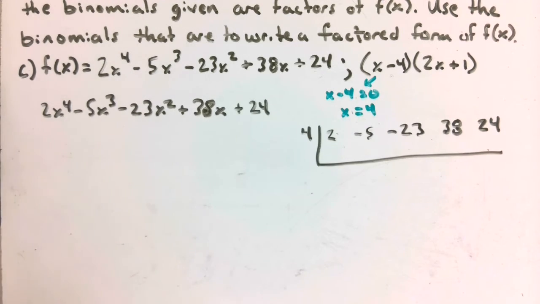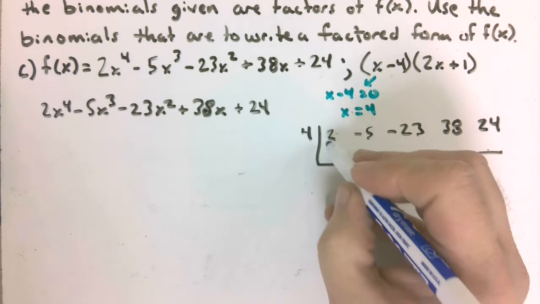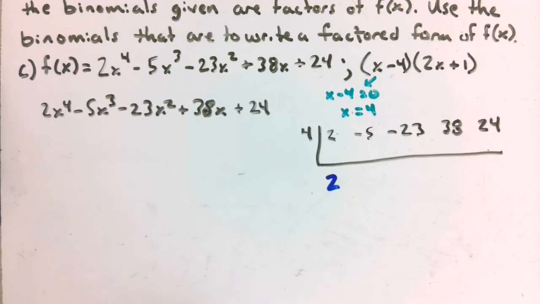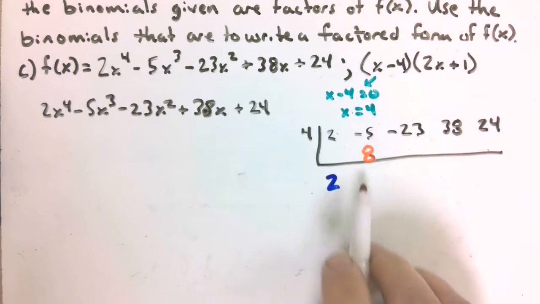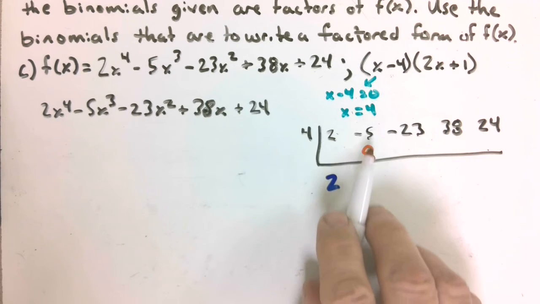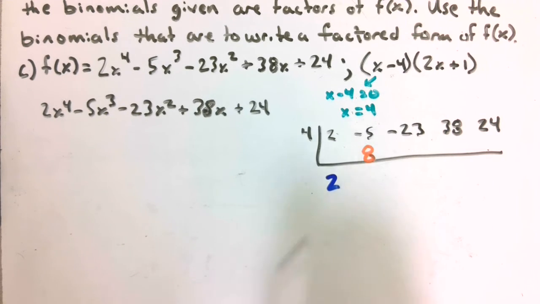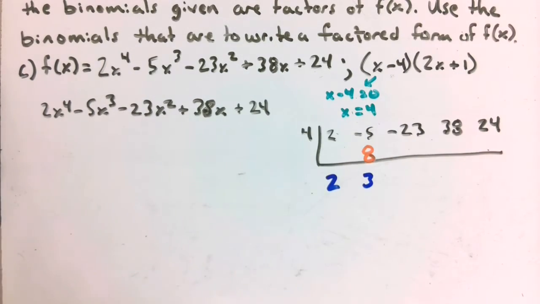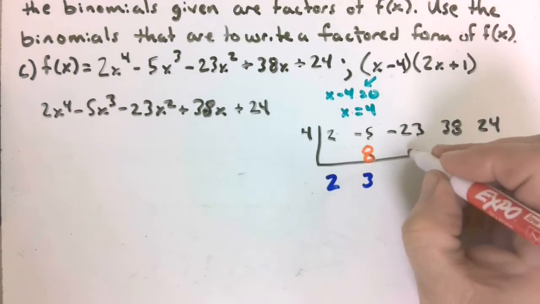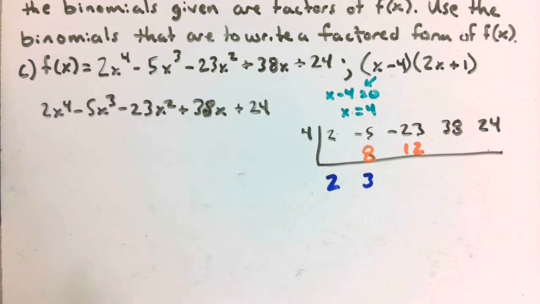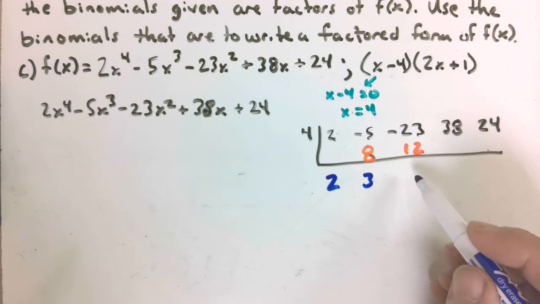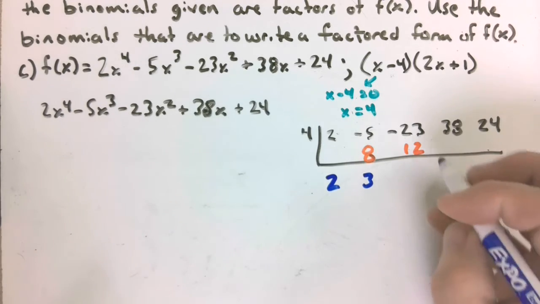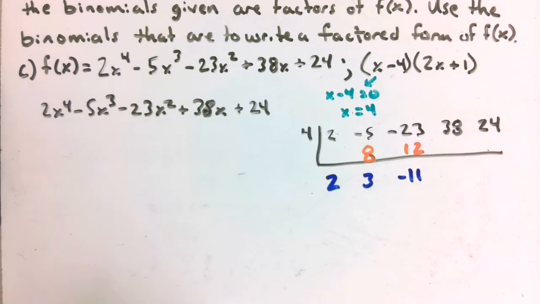We bring the 2 down. 2 plus nothing is 2. And then from there, multiply by the number in front. 2 times 4 is 8. I put that in the next column, and negative 5 plus 8 is 3. 3 times 4 is positive 12, so I want to do negative 23 plus 12, which would give us a negative 11.